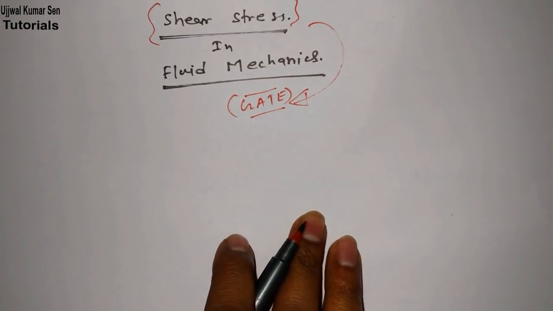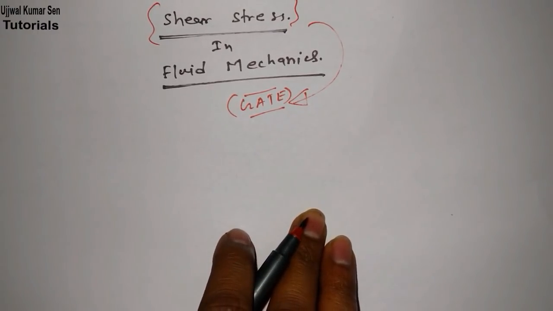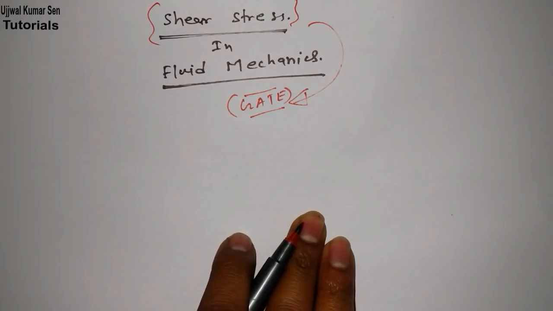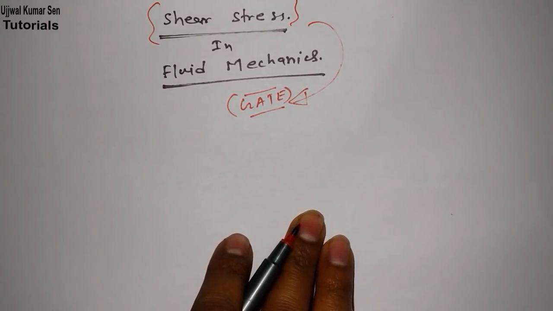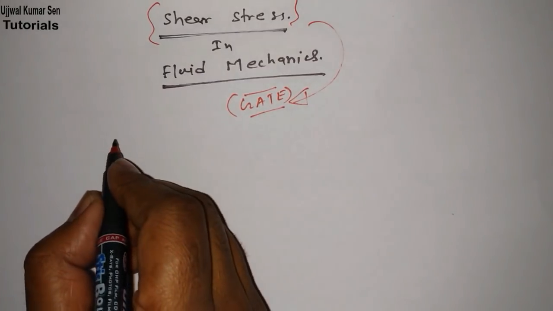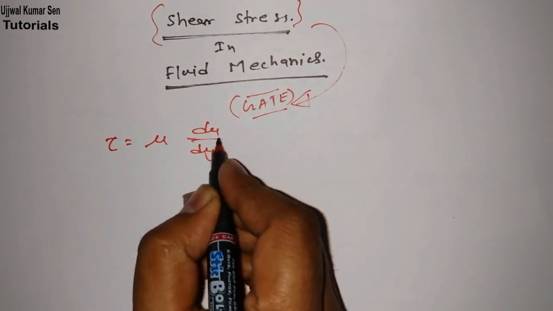Okay, so as you know, these days I'm creating videos for GATE preparation and of course to solve numerical problems. So definitely in this video tutorial I'm going to share with you what is basically shear stress and related things, what you need to know to solve the numerical problems related to this topic. So basically, as you know, tau is mu du by dy.